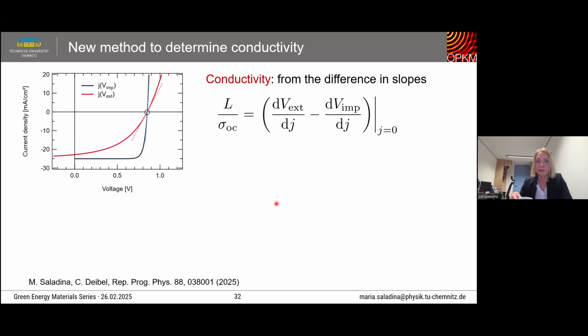But how to get the conductivity? This is something that I personally like. If you go through the analytic theory, which is not very hard, you will find that the conductivity can actually be extracted from the difference in the slopes at open circuit voltage. So this is essentially how we extract conductivity. We take the slope of this external voltage, so illuminated JV curve, and subtract the slope of the Suns-VOC curve, and this gives us the conductivity.